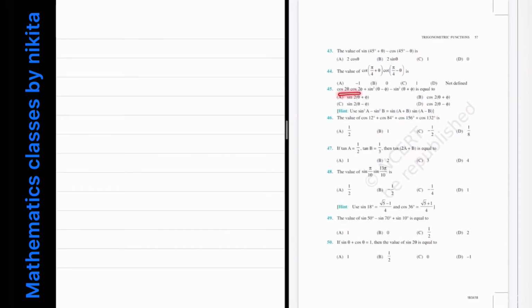Question number 45. Cos 2 theta into cos 2 phi plus sin square theta minus phi minus sin square theta plus phi is equal to. So 4 options are given and you have to tell the correct answer, and one hint is also given that use the formula that sin square A minus sin square B is equal to sin of A plus B into sin of A minus B. तो जहाँ आप थोड़ा सा less used formulas used होते हैं, so they give you the hint, ठीक है.